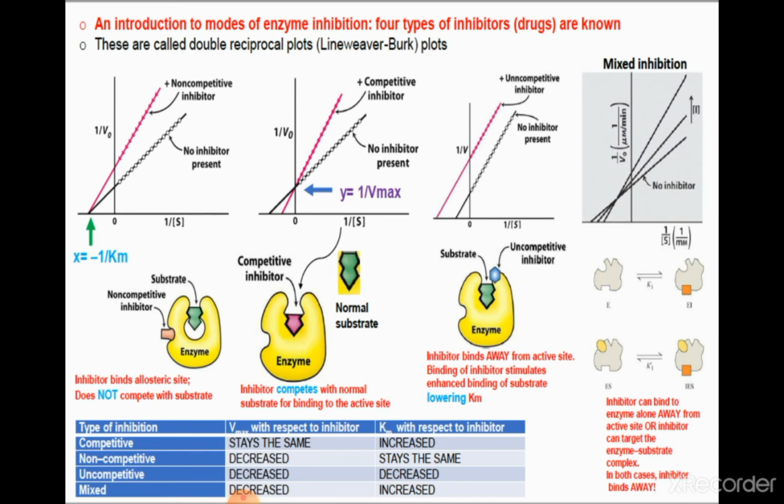And in non-competitive inhibition, when there is no inhibitor, we can see the Vmax. But when we come to the non-competitive inhibitor, we can see both of these lines meeting on the x-axis, at the point where x is equal to -1 by Km. So here is an overall summary: type of inhibition with respect to Vmax and Km. In competitive inhibition, Vmax stays the same, Km is increased. In non-competitive inhibition, Vmax is decreased, Km stays the same. In uncompetitive inhibition, Vmax is decreased and Km is also decreased.